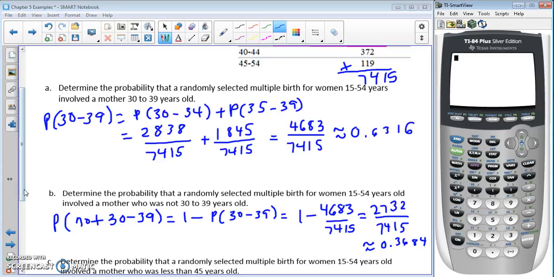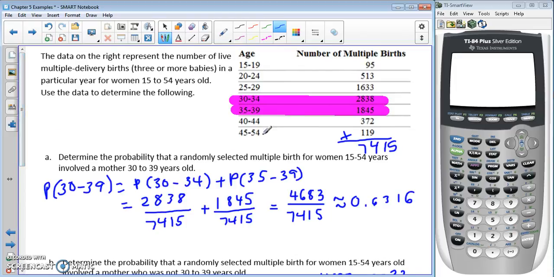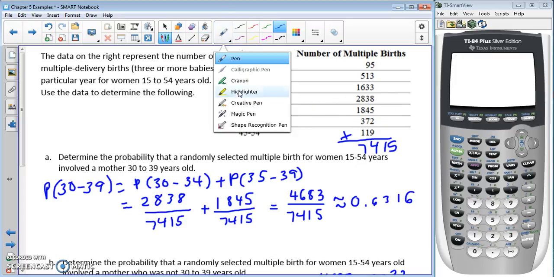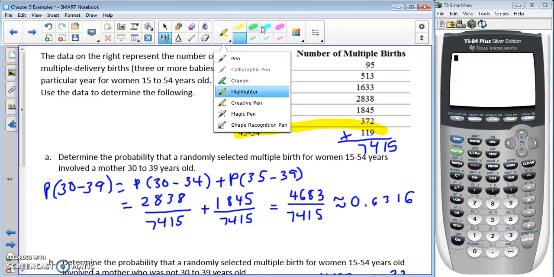Okay. So moving along to the next one, we want to determine the probability that a randomly selected multiple birth for women 15 to 54 years old involved a mother who was less than 45 years old. So if we come up here and we look, I'm gonna do this. So we're talking about less than 45 years old. Well, that's every category except this bottom one here, right? So that bottom category is the only one. So it's going to be easier to use the complement rule. So we're going to remember that the 119 there.